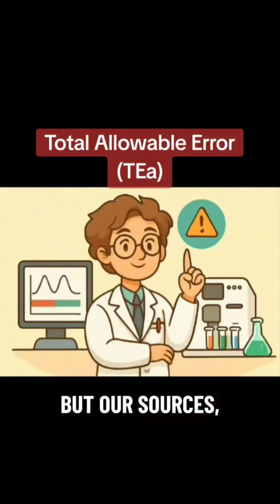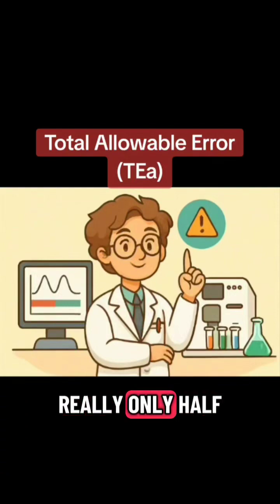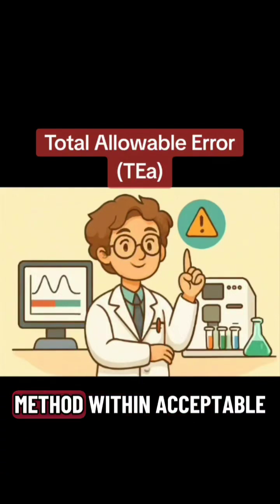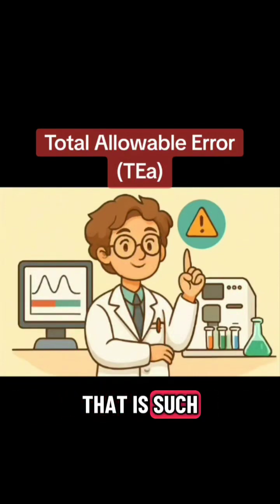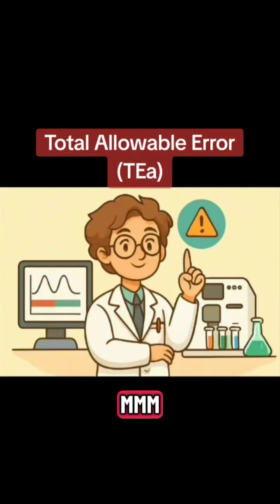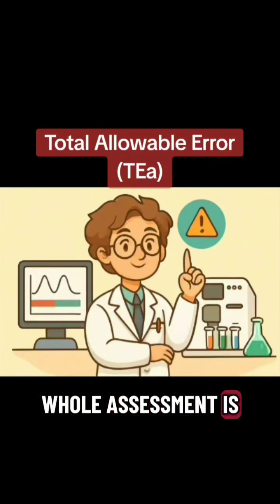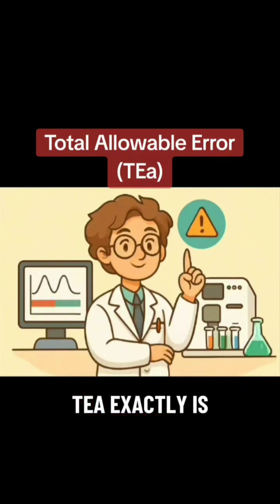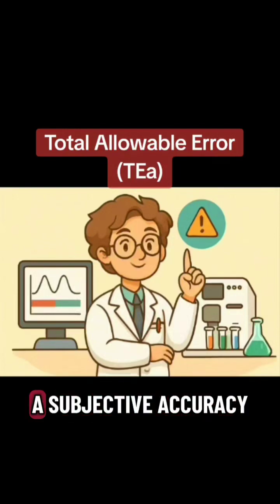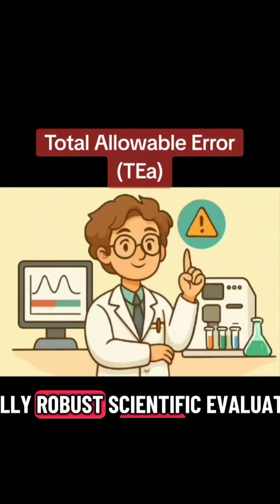But our sources, the foundational literature of lab quality, say that's really only half the story. The really powerful question is, is the error inherent in this method within acceptable clinical limits? That is such a critical shift in thinking, moving from just accuracy to acceptable limits. And the metric that drives that whole assessment is total allowable error, or T. Exactly. It's the defined tolerance limit that tells you objectively if a new method is good enough to keep your patient safe. It transforms a kind of subjective accuracy check into a really robust scientific evaluation.